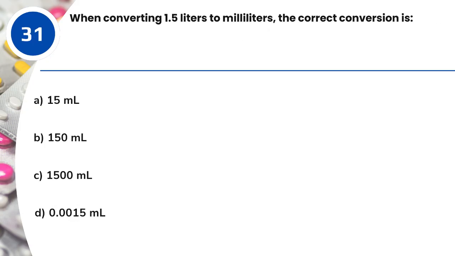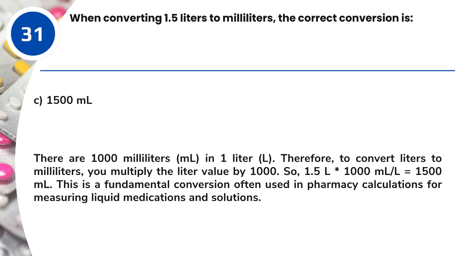Question 31. When converting 1.5 liters to milliliters, the correct conversion is A. 15 milliliters. B. 150 milliliters. C. 1,500 milliliters. D. 0.0015 mL. Answer: C. 1,500 milliliters.